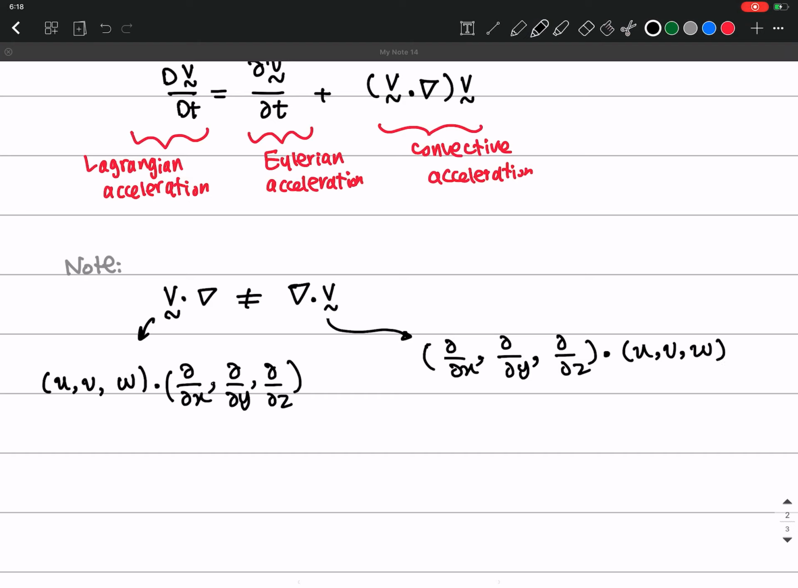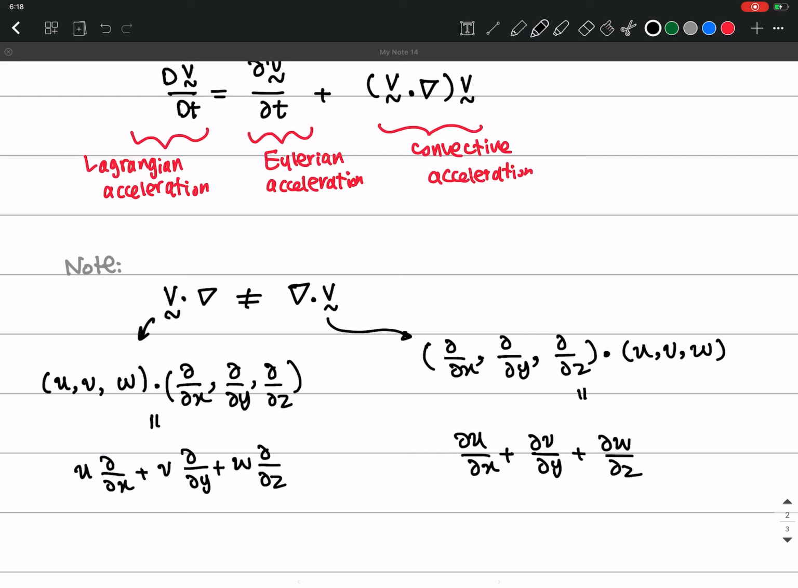So let's see what the inner product of these is, what the difference is. The first one is going to give me u times partial over partial x plus v times partial over partial y plus w times partial over partial z. How about this one? This one gives me partial u over partial x plus partial v over partial y plus partial w over partial z. Okay, so these two are not equal to each other.